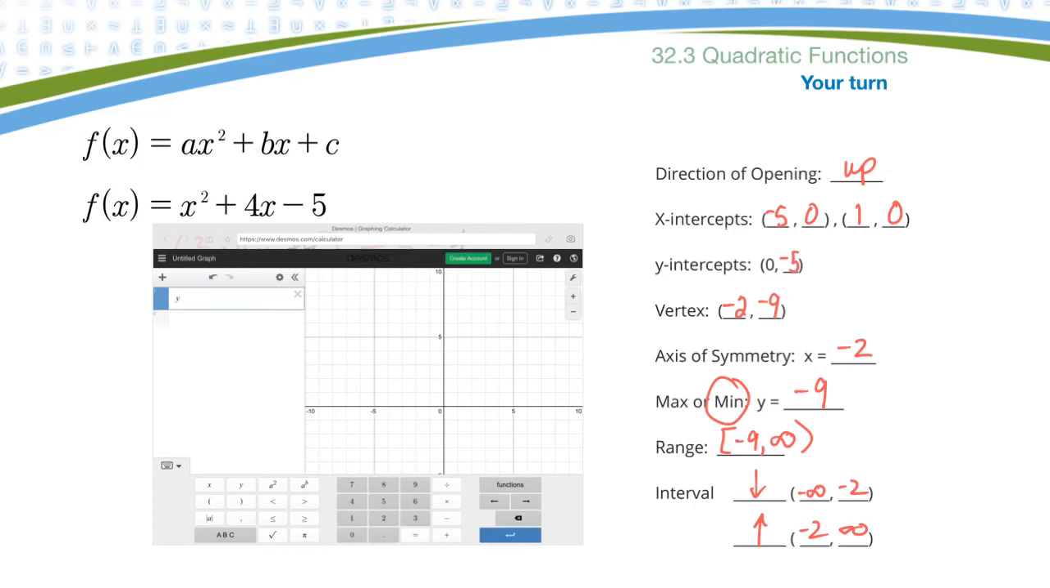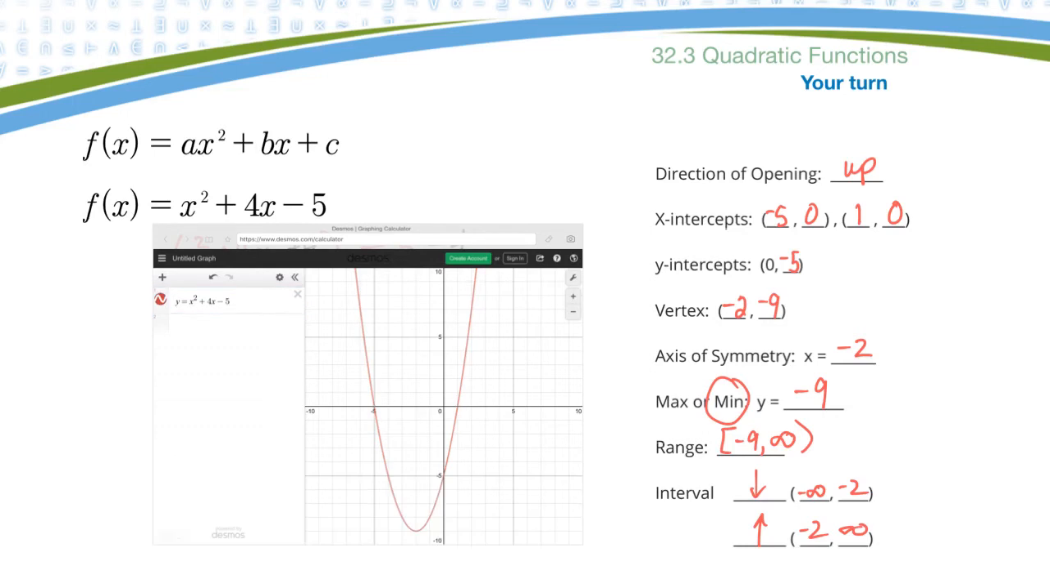Okay, y is equal to x squared plus 4x minus 5. Okay, good. So that point right there is -2, -9. Yes, got it. X-intercepts, 1, 0. Yep. -5, 0. Yep, good. And I think all the rest would be the same. Okay, so hopefully you had a similar thing.